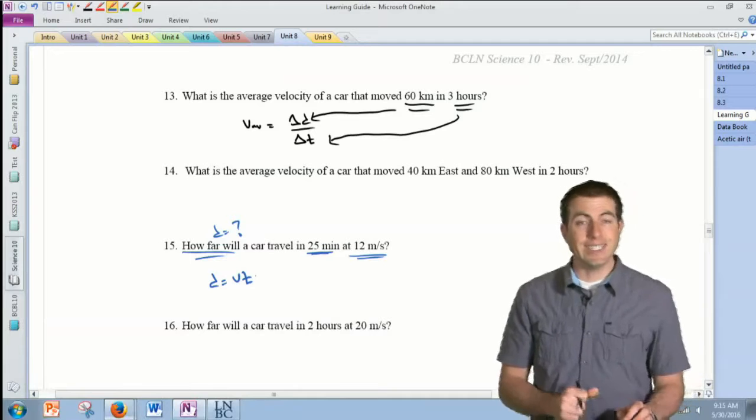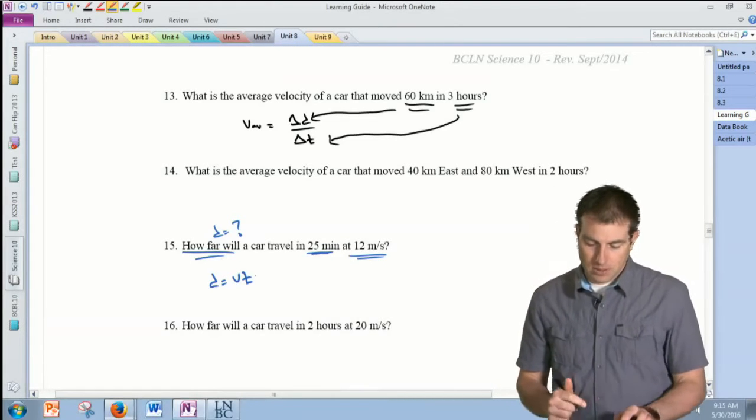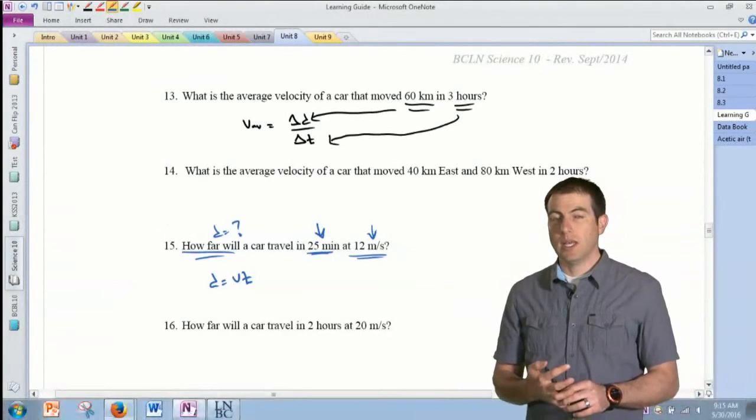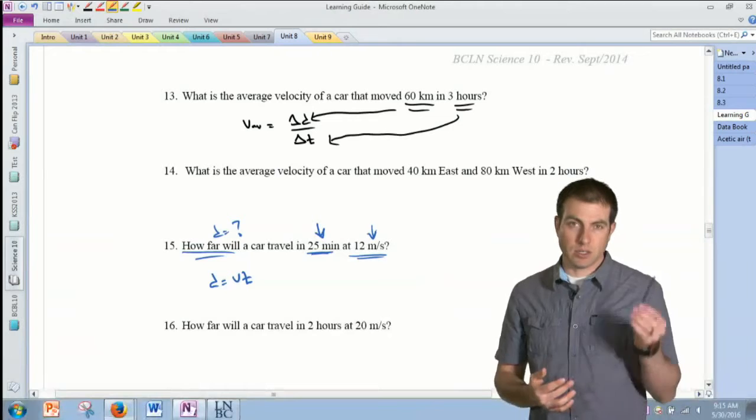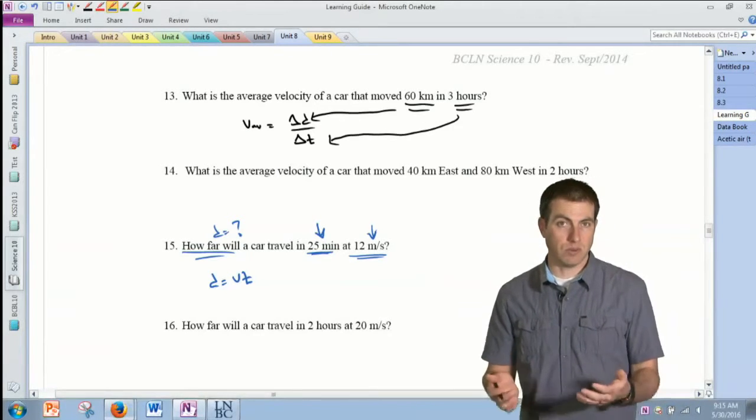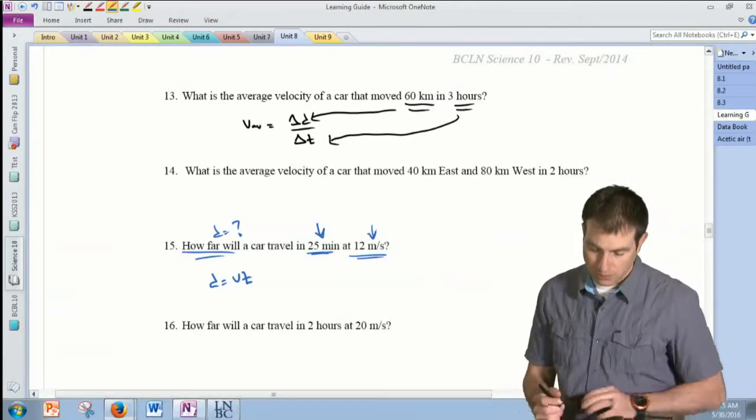D is VT. Now, we're either going to have to convert minutes to seconds or 12 meters per second to meters per minute. Now, we never really talk about meters per minute. That doesn't really make sense. We use meters per second or kilometers per hour. So I'm thinking the easiest bet here is to convert 25 minutes into seconds. And then once we've done that, we can plug the information into the formula.